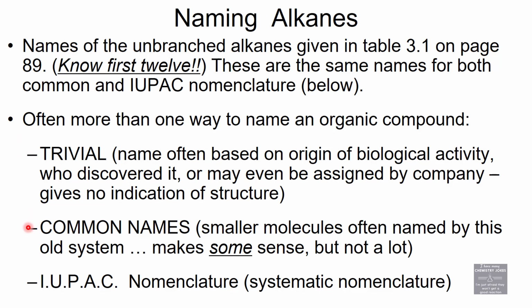Common naming is how molecules used to be named before the IUPAC, International Union of Pure and Applied Chemistry, came in and said, we need some rules. So when you hear IUPAC nomenclature, that means systematic nomenclature. Those phrases are interchangeable. Common naming was not covered in the previous videos that you watched, so we'll talk a little bit about common naming now.